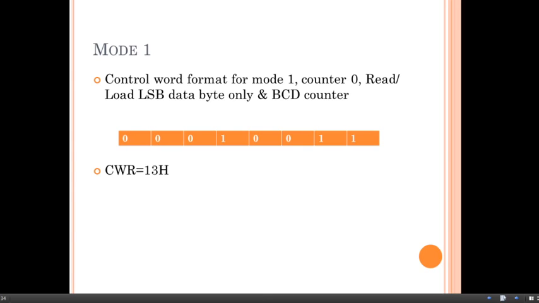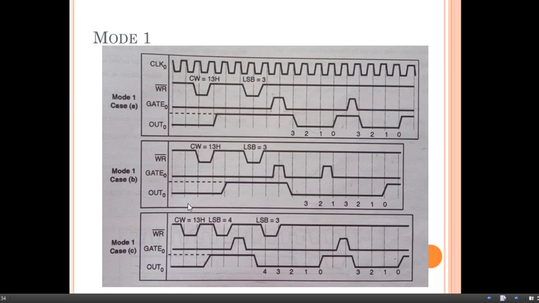For mode 1, the control word register format is represented here. Again, counter 0 is selected, then read/load LSB data byte and BCD counter are selected, and accordingly, by putting all the values for mode 1, these three fields will become 0 0 1. And the control word register value will be equal to 13H. So for mode 1, the CWR is 13H. Now we'll see the details of this mode 1 by using the timing diagram.